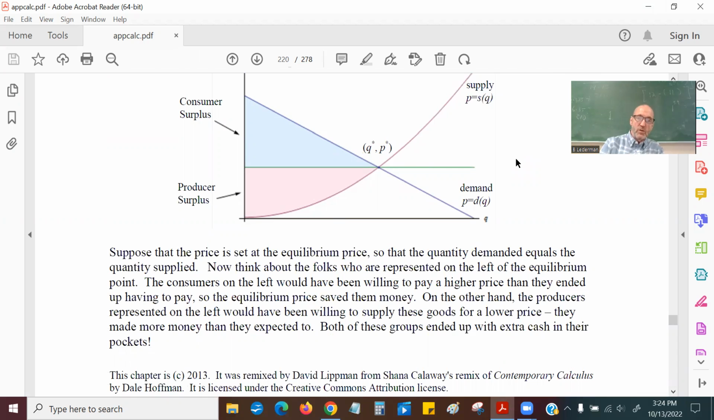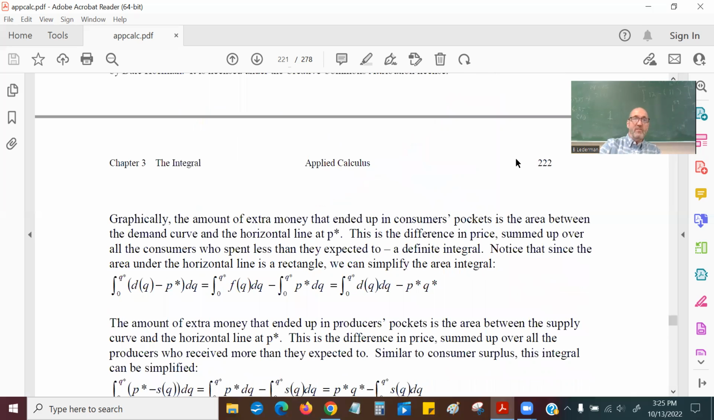Now, assume that's the case. So think about folks who are represented to the left of the equilibrium point. Those consumers on the left would be willing to pay a higher price than they ended up having to pay. So the equilibrium price saved them money. On the other hand, the producers represented on the left would be willing to supply those goods for a lower price. They made more money than they expected to. Both of these groups ended up with extra cash in their pockets. That's pretty amazing, and people like that.